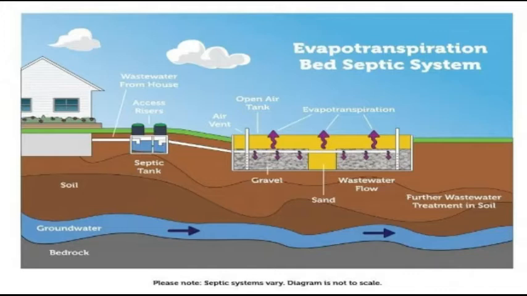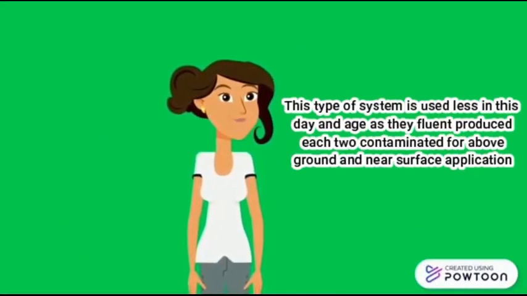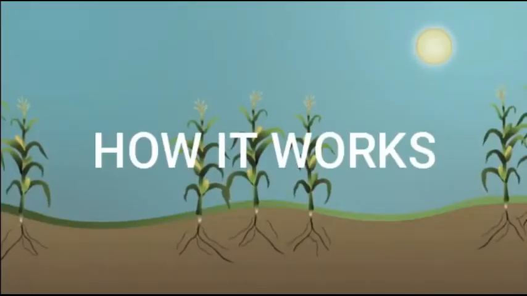Evapotranspiration system. This type of system is used less in this day and age as the effluent produced is too contaminated for above ground and near surface application. Then how does this evapotranspiration system work?